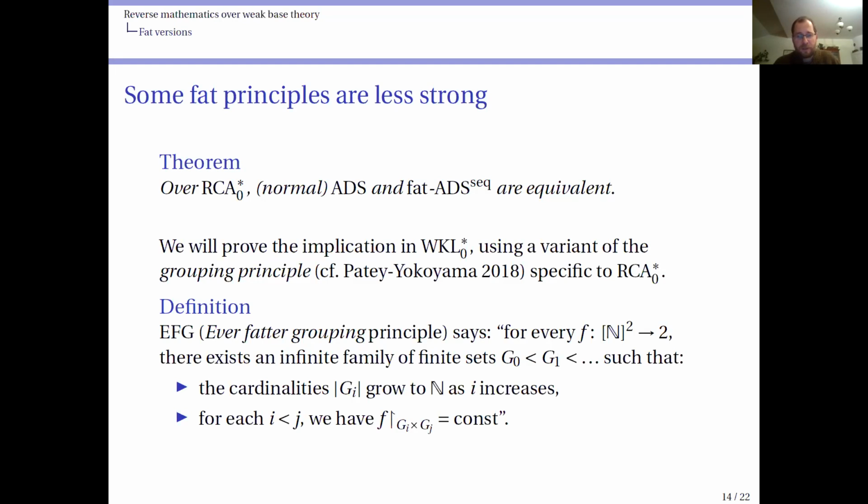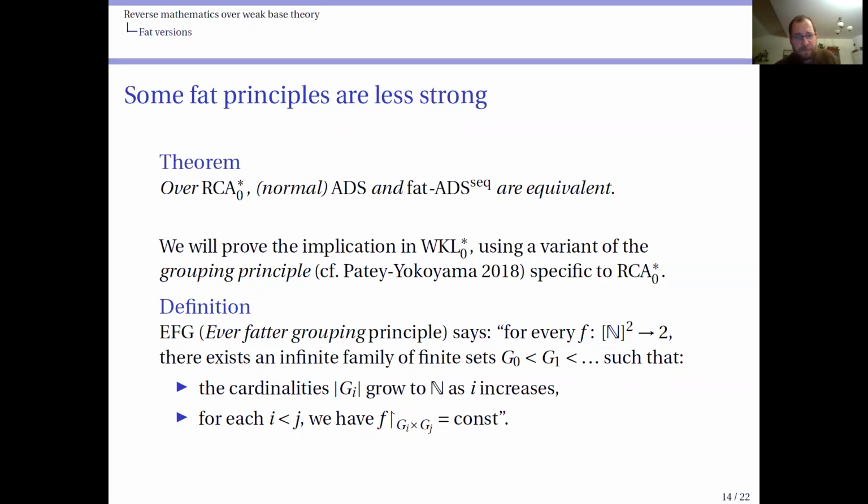Firstly, if you think of each Gi as a group of elements, then if you compare pairs of elements from two different groups, say Gi and Gj, then the color of such a pair depends only on the groups. So if you've got two guys like X and X prime from G3, and you've got two guys Y and Y prime from G8, then the color of X and Y has to be the same as X prime and Y prime.